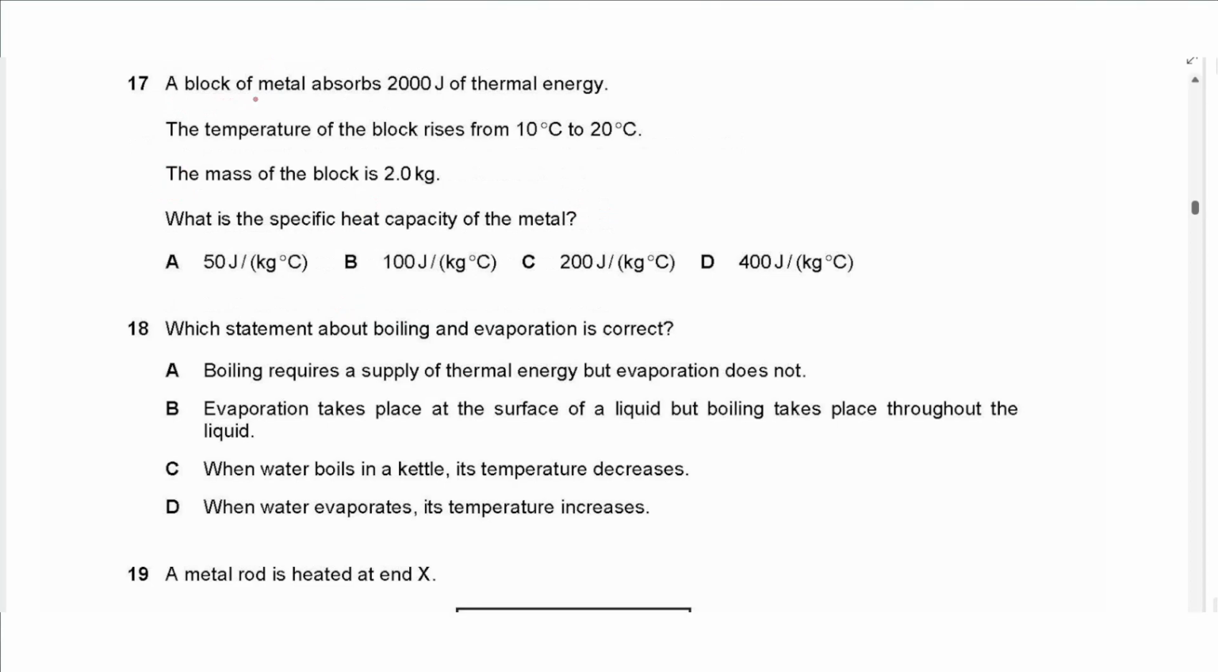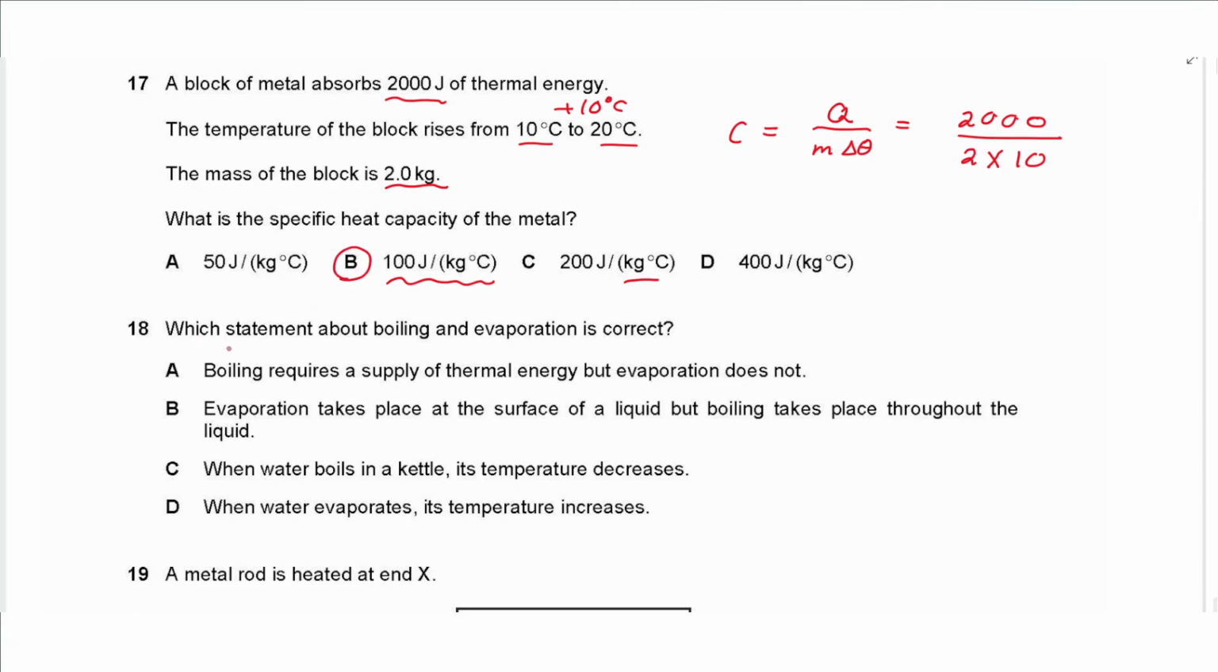Question 17 says a block of metal absorbs 2000 joules of thermal energy. The temperature of the block rises from 10 to 20 degrees. That's plus 10 degrees Celsius. The mass of the block is 2 kilograms. What is the specific heat capacity of the metal? So the specific heat capacity is equal to the energy divided by the mass and the change in temperature. So we divide 2000 by the mass, checking for the units here, kilograms. So we keep the mass in kilograms, 2 kilograms, and then multiplied by the change in temperature, 10 degrees. So we get an answer of 100 joules per kilogram degrees Celsius. So the answer is B.